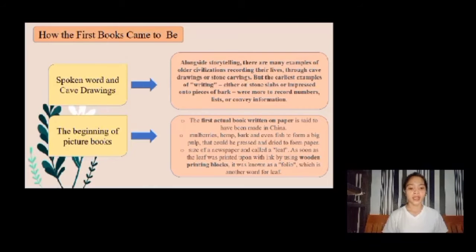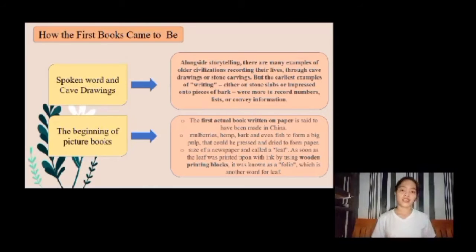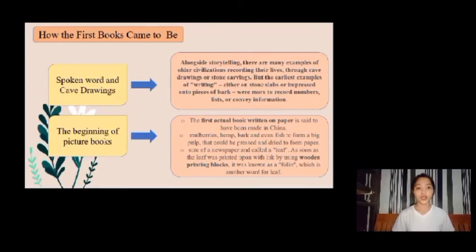But in the earliest examples of writing back then, spoken words were performed through storytelling, and we must admit that up until now we also do storytelling. And about cave drawings, they did not write on paper but instead wrote on stone slabs. Next one is the beginning of picture books.